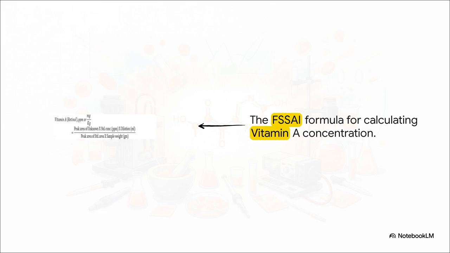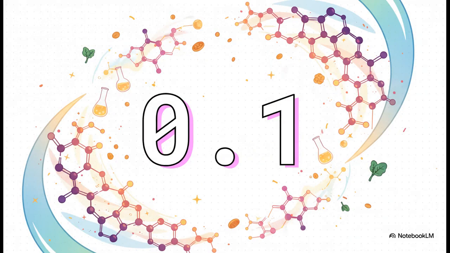It sounds like a lot of math, but it gives us our exact result in milligrams per kilogram or parts per million. What's truly staggering here is the sheer sensitivity of this method. According to the official FSSAI methodology, the limit of quantification for this assay is just 0.1 milligrams per kilogram. That's insane. We're literally quantifying traces of vitamins down to a tiny fraction of a single part per million.